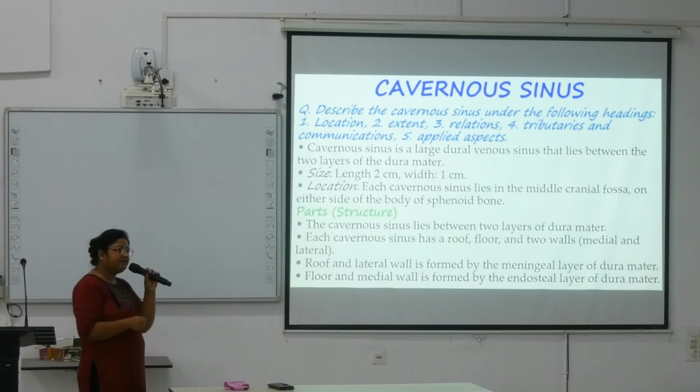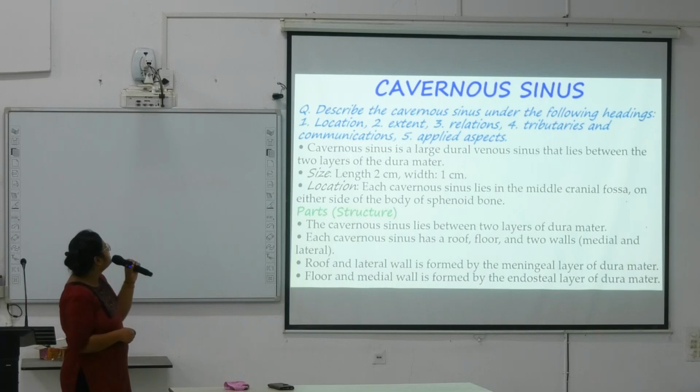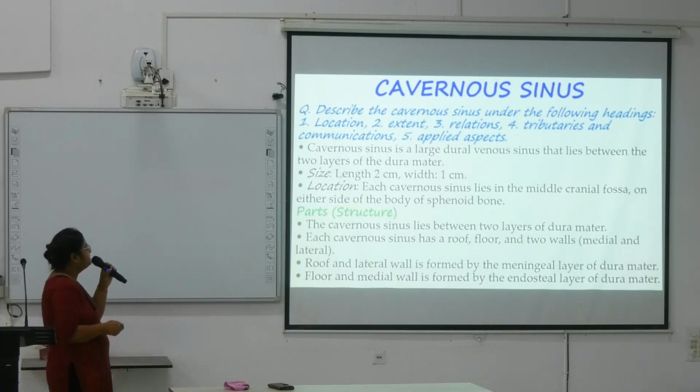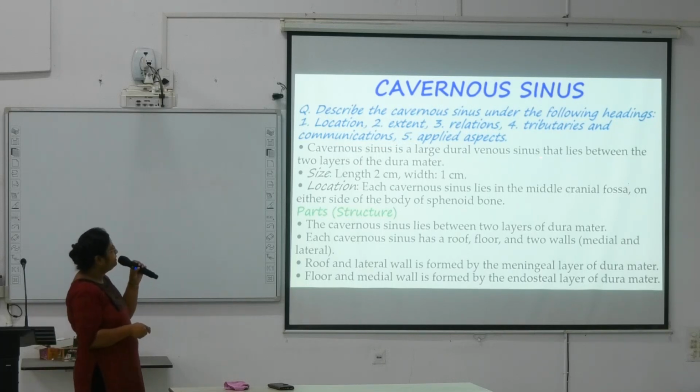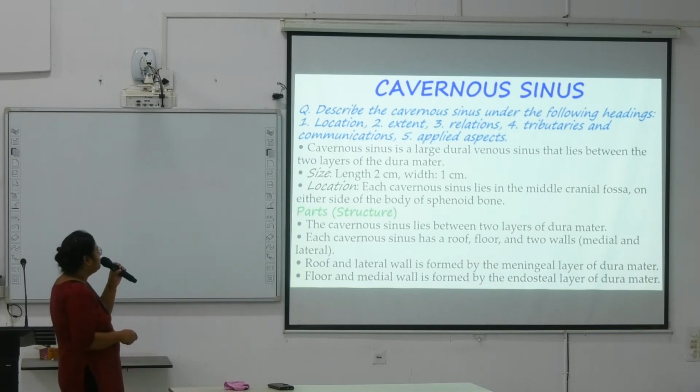Next we go to the cavernous sinus. Very important topic. Cavernous sinus. Okay. The cavernous sinus is a large dural venous sinus that lies between the two layers of dura. Size is 2 cm, width is 1 cm. Where is the location? Each cavernous sinus lies in the middle cranial fossa on either side of the body of the sphenoid bone. What are the parts?